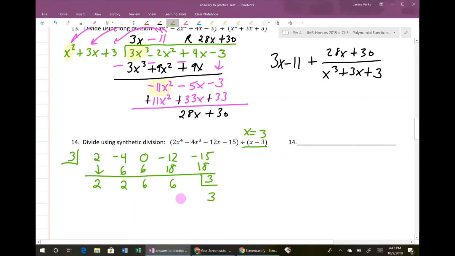That's the remainder. This is a whole number, this is the x value, the x squared value, and the x to the third. They're all positive. So that's your answer. You don't divide anymore. You don't factor anymore. That's the final answer. 2x to the third plus 2x squared plus 6x plus 6, remainder 3.